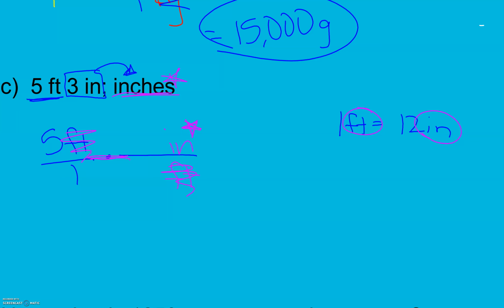And if I have the same thing in my numerator as I do in my denominator, they cancel each other out. 1 goes with feet, 12 goes with inches. 5 times 12 inches over 1 times 1 gives me 60 inches. Don't forget that we have 3 here though, so I'm going to add those 3 on. And 5 feet 3 inches is the same as 63 inches if the entire thing is switched to inches.